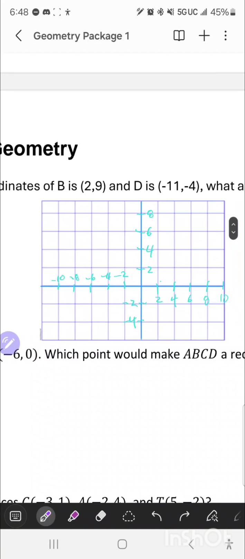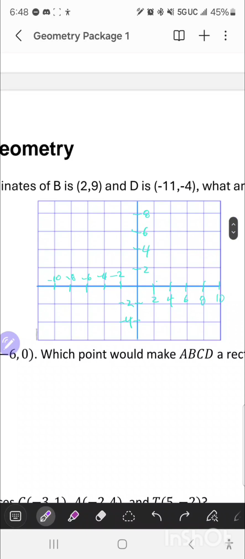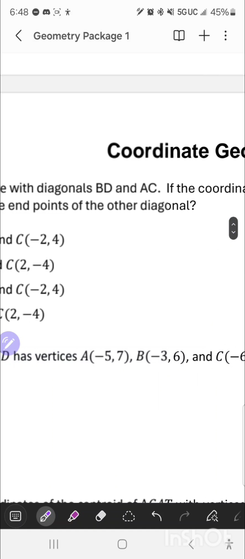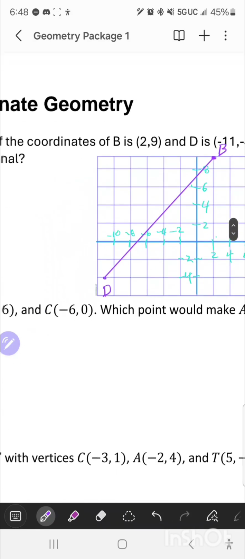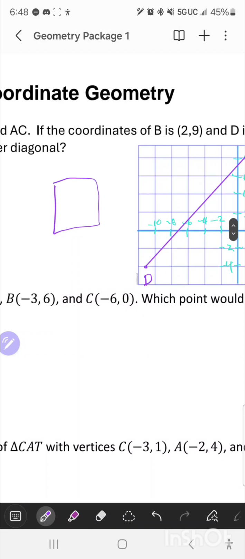And we have B is 2 comma 9, which is going to be here. This is B, and D is negative 11 comma negative 4, so it's going to be over here. And this is the one diagonal. We know that it is a square, so basically it needs to look something like this.